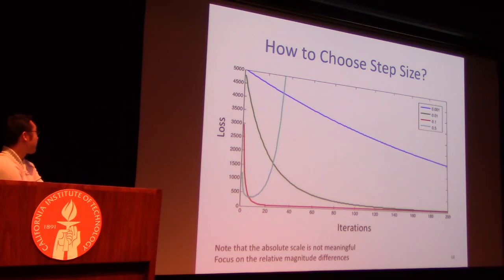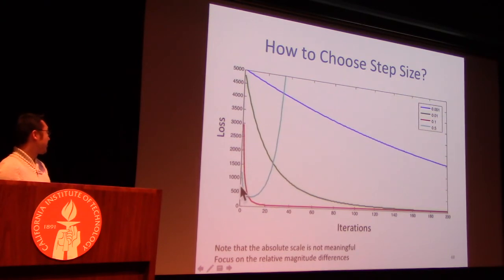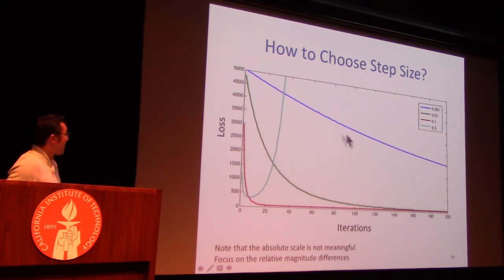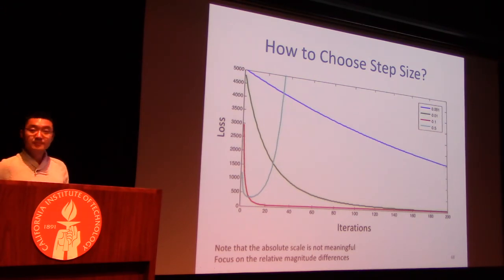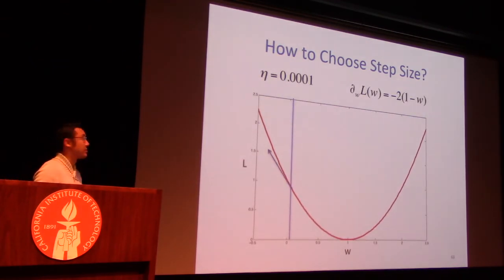And so here are a few examples of different step sizes for a very simple learning problem that I just tried with gradient descent. Note that the y-axis, the absolute numbers, are not meaningful. The only thing that you should focus on is the relative difference in the magnitudes, right? And so for step size 0.001, after 200 iterations of learning, we're here, right? For step size 0.01, this is what we get. For step size 0.1, this is what we get. And then for step size 0.5, we actually diverge. And in this example, you can verify that if I choose a step size greater than 1, we will diverge.